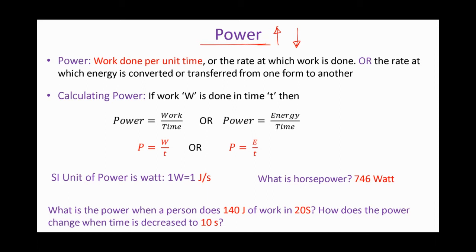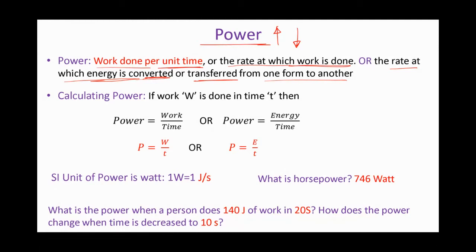So power is defined as work done per unit time, or the time rate at which work is done, or also the rate at which energy is converted or transferred from one form to the other. We said before that if you do work, it means you transfer energy to the object or from the object. So the power measures what?